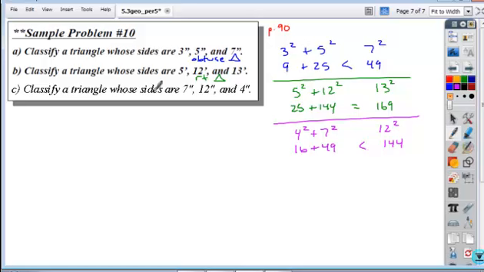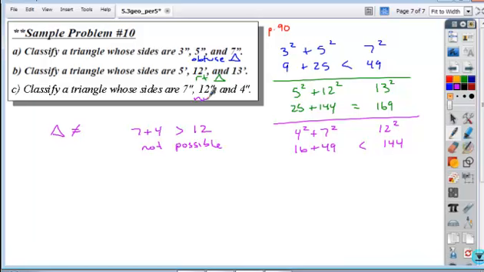But there's another relationship that has to exist here, and that's triangle inequality. The sum of any two sides has to be greater than the third side. So if you take the two smaller sides, 7 plus 4, in order for this to be a triangle, that would have to be greater than the longest side. Is it? No. So this isn't even a triangle.